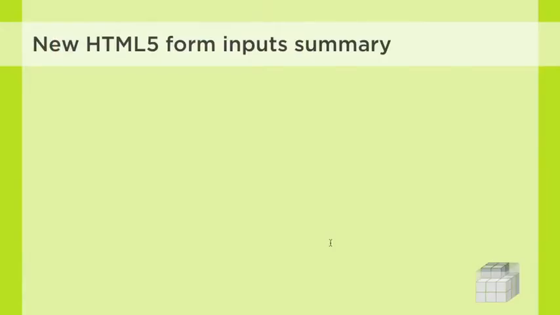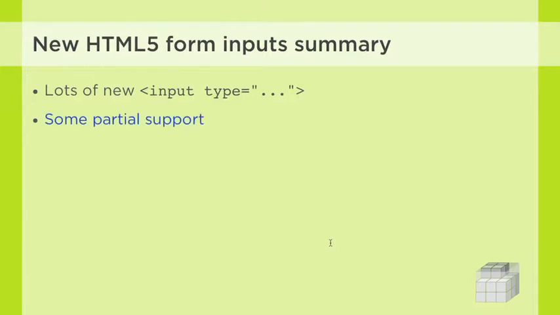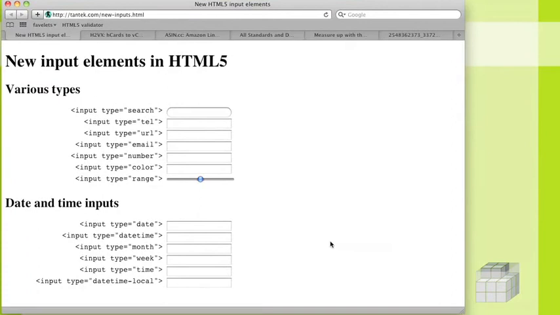In summary, though, there's lots of new input types. There is some partial support in browsers today, as you can see from input type equals search, but more so, let's take a look at what the other browsers do. Here's a page that lists all those new input types, and one more that I haven't quite talked about, input type equals range. It shows you that in WebKit, input type equals search is supported, and input type equals range is supported.